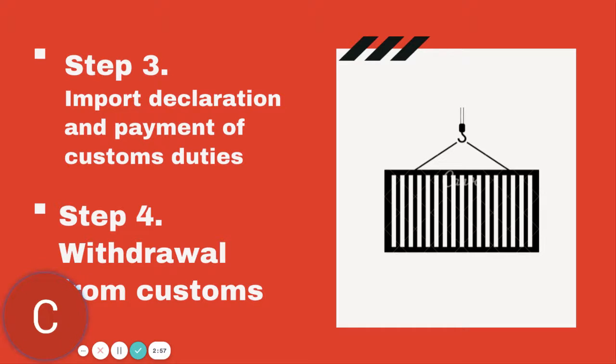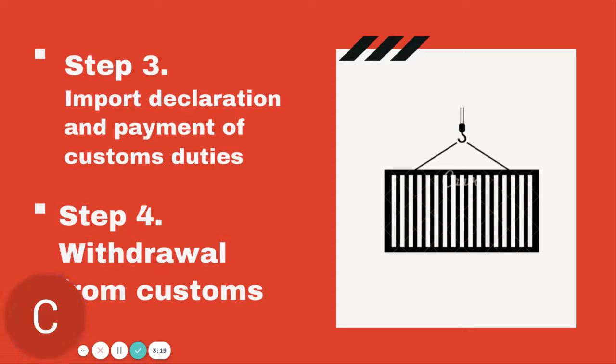First, an import declaration, declaración de importación, form must be requested at a DIAN regional office. Once filled out, the importer must bring the declaration form to an authorized financial entity in the city where the goods have been landed. At the authorized financial entity, the importer should proceed to pay the applicable customs duties.